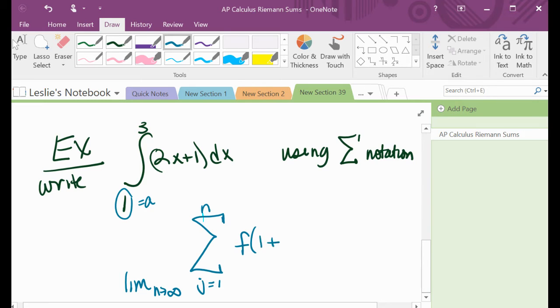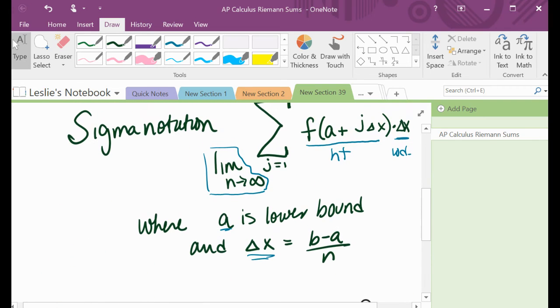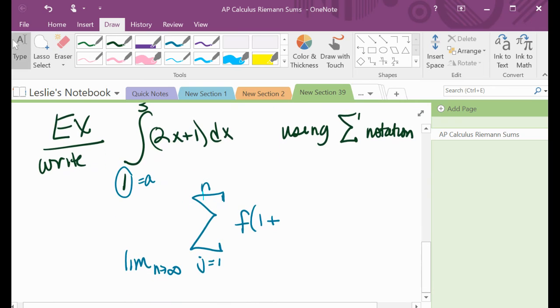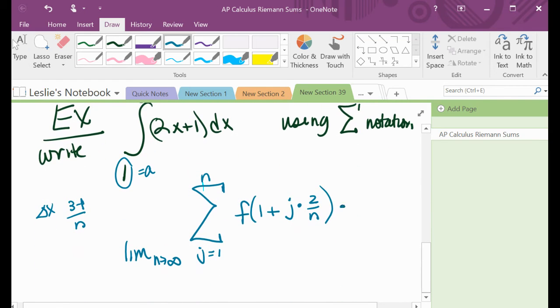So f of 1 plus, and then this is important, the function. So going back to this, I want to do f of a plus j delta x. So we're going to keep the j there, and then in place of the delta x, we're going to put delta x here is 3 minus 1 over n. So it's 2 over n, right? So f of a plus j delta x times delta x, right? So now all we need to do is put this into the function f that we're given, right?